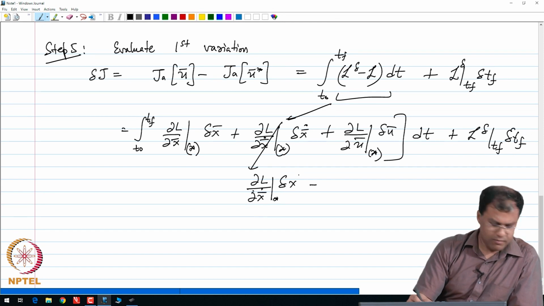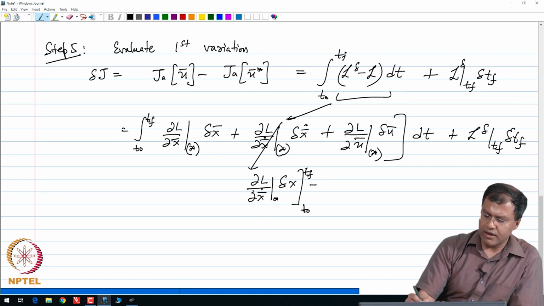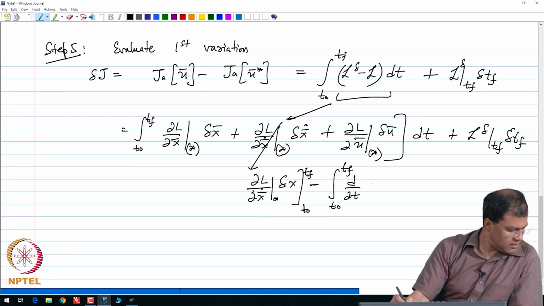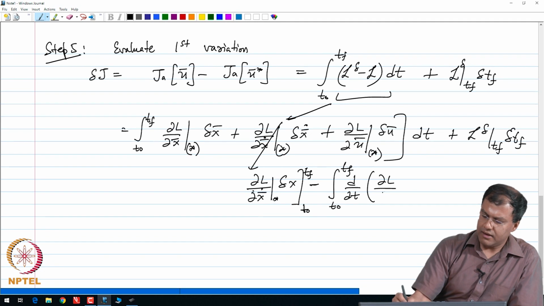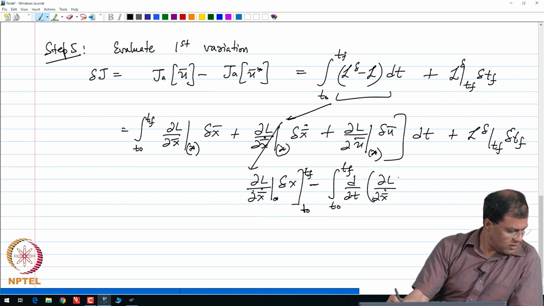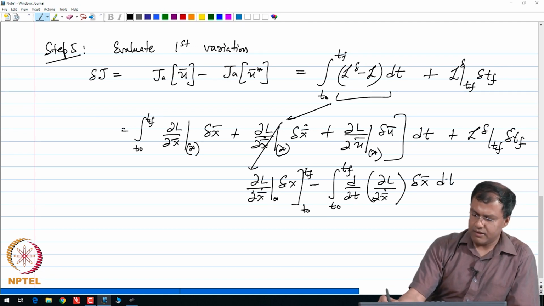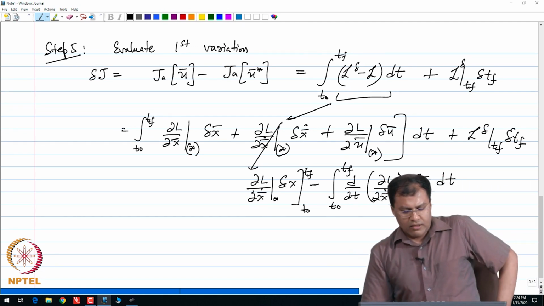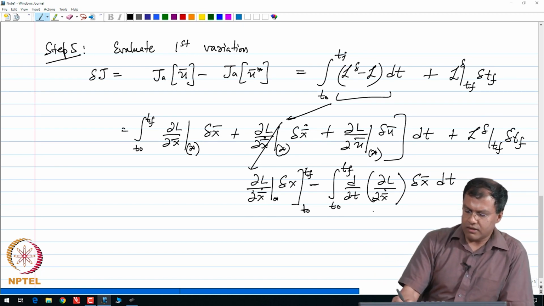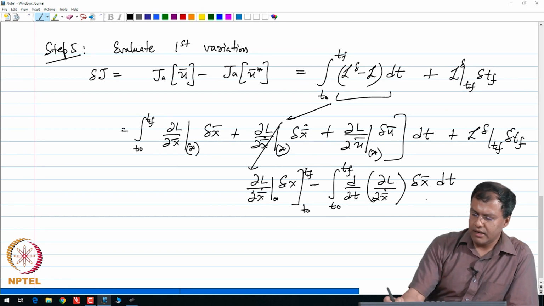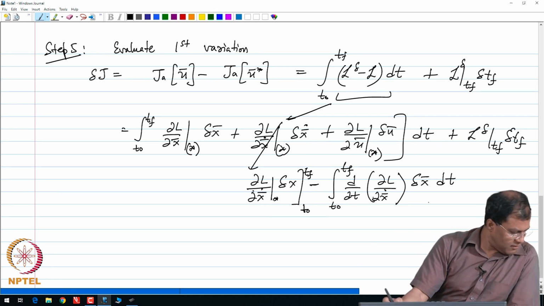So, this is from T0 to Tf evaluation minus integral from T0 to Tf of d/dt of partial L partial x dot, right, delta x times dt. Okay. So, the next set of things that we do is we retain the integral terms inside the integral and then see what happens.